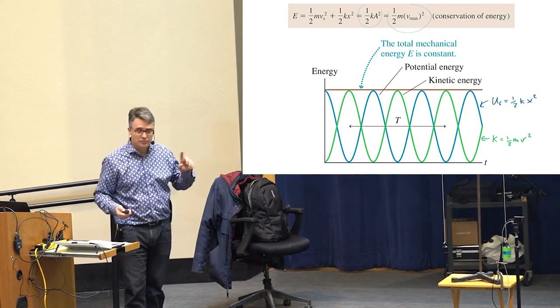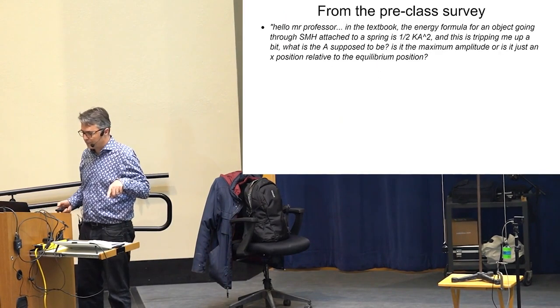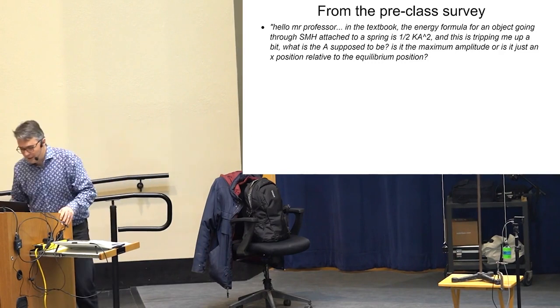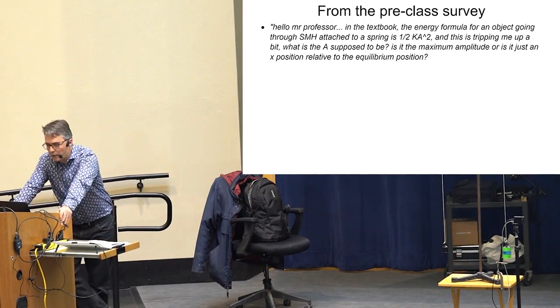And someone asked about this on the pre-class survey this morning. "Hello, Mr. Professor, in the textbook, the energy formula for an object going through simple harmonic motion is 1/2 k A squared. And this is tripping me up a bit. What is the A supposed to be? Is it the maximum amplitude or just an x position?"